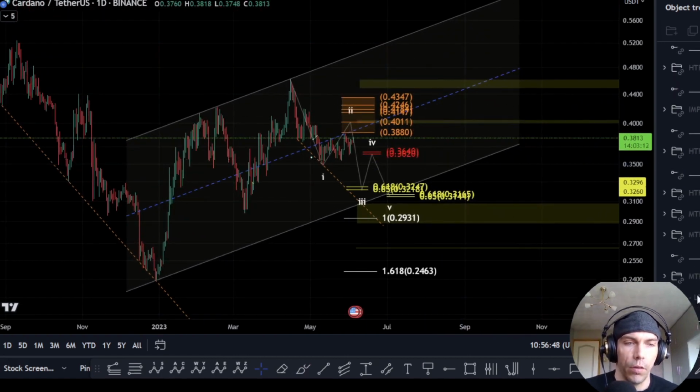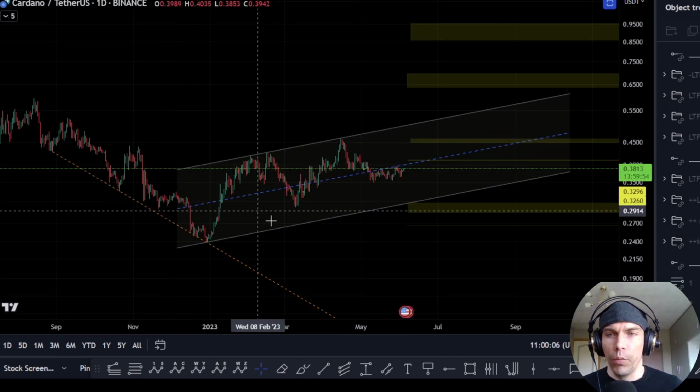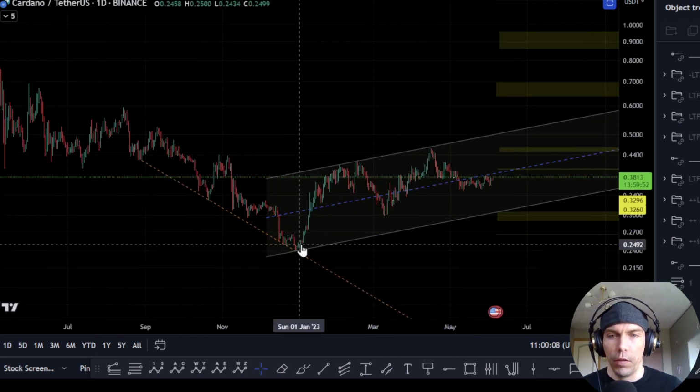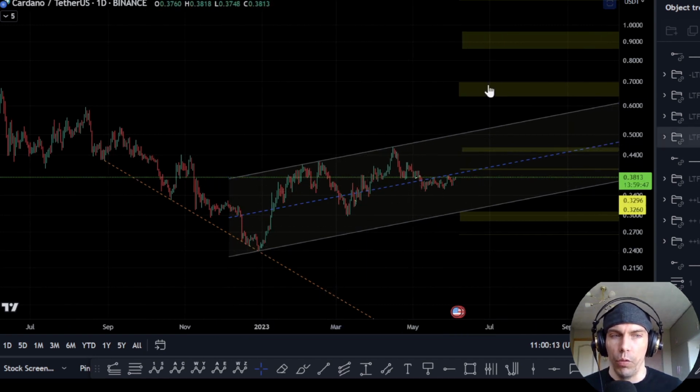So keep an eye on this. This is going to be important as to deciphering which one of the counts is actually in play here. Now, if we wanted to say that we actually had this as a completion of that Z wave here, what we could also be looking for is a bullish move out of this range.